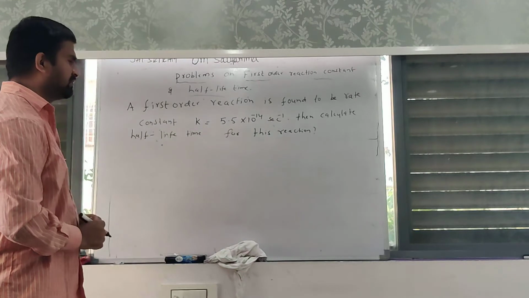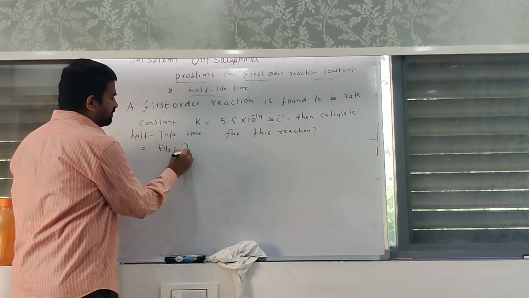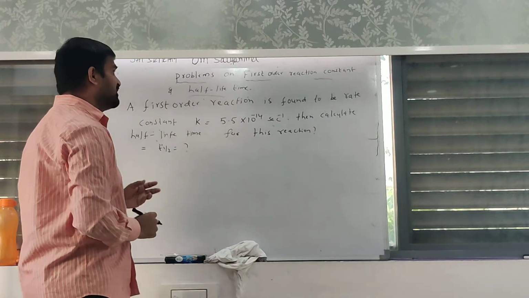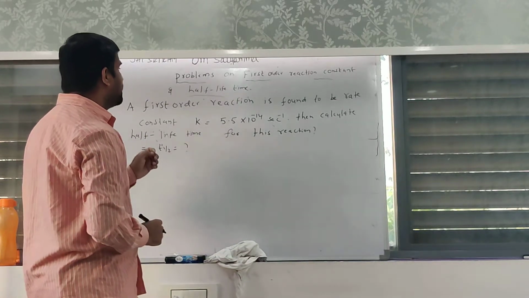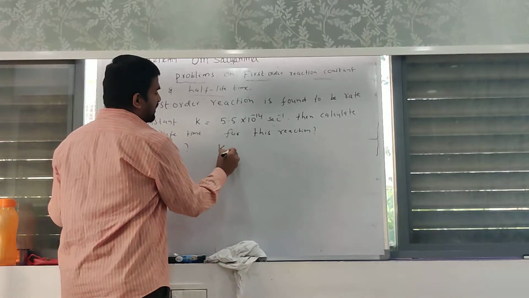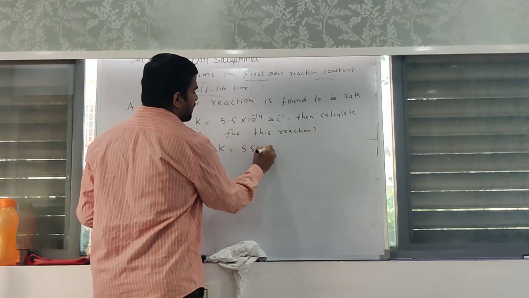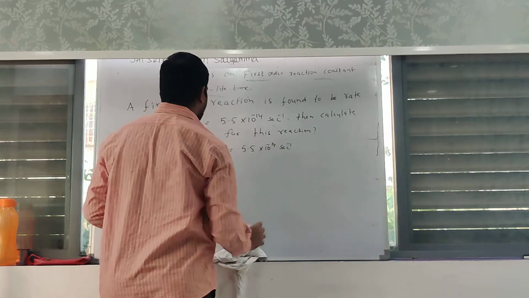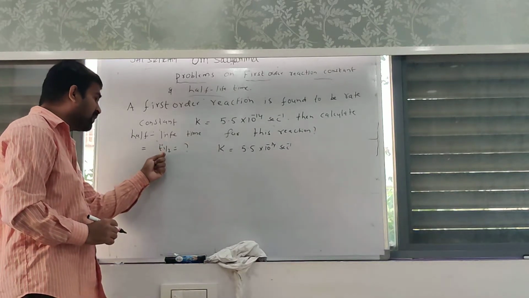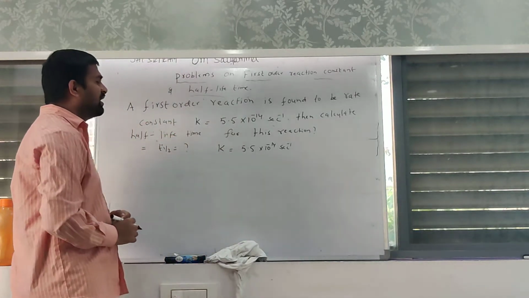What is being asked here? Only calculate the half-life time of the first order reaction. What information is given? Very valuable information is given: the rate constant for the first order reaction is 5.5 into 10 power minus 14 second inverse. What is the relation between the half-life time of a first order reaction and the first order rate constant?